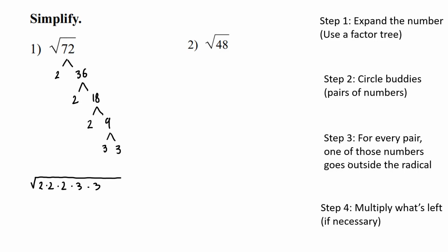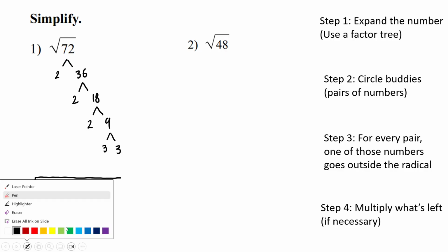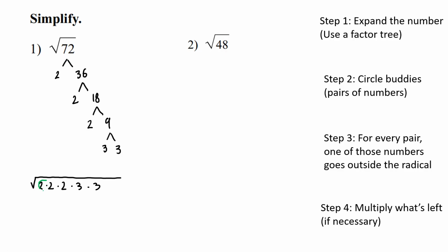All right. And then I'm going to circle buddies. This is called a buddy system. So we look for buddies. They need to be pairs. So I'm going to look for pairs. I have a pair of twos. There's three twos, but I'm only going to circle two of them. And for every pair, for every set of buddies, one of those buddies goes on the outside. And I'm going to cross them out there.